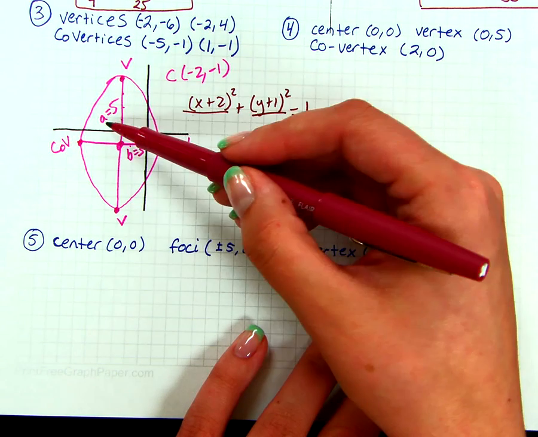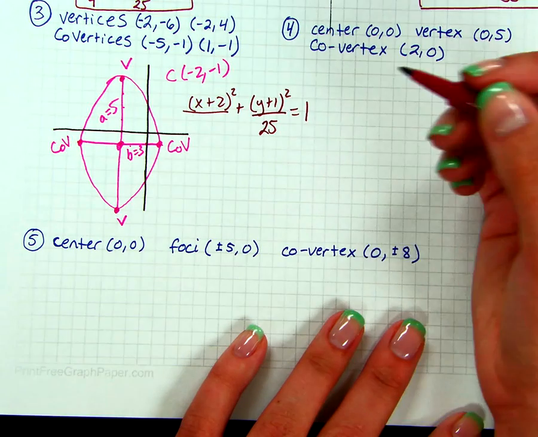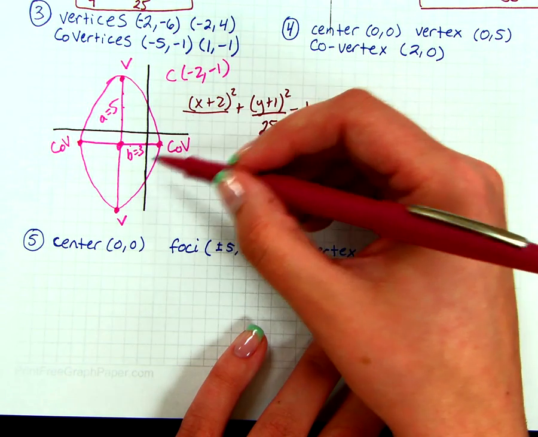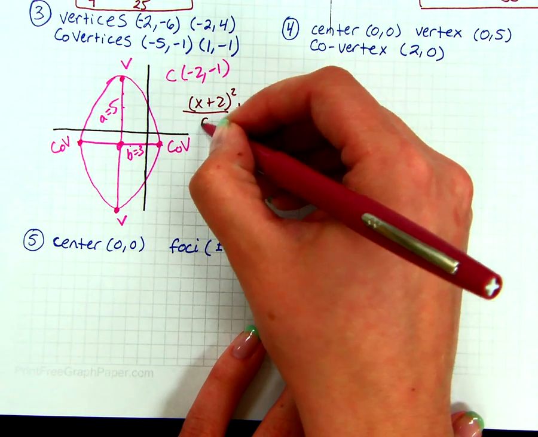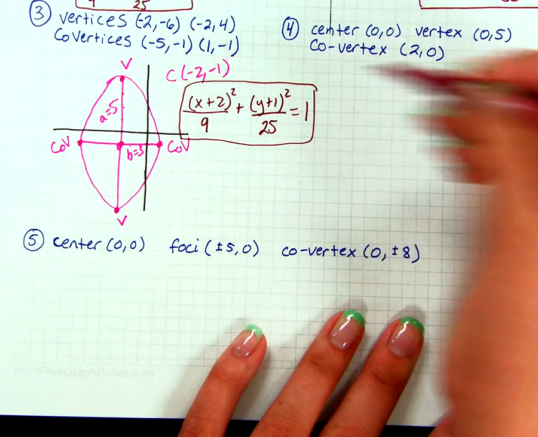So we're going to take our a and square it, so 25, and we're going to write that underneath the y term. So that means our b term goes underneath x, so 3 squared is 9. And this would be our final answer for the equation.